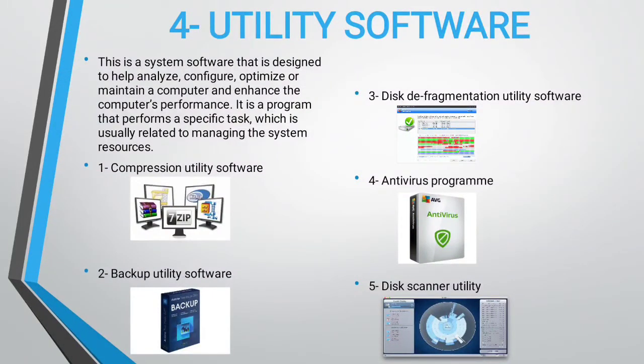Next is utility software. It is also a system software that is designed to help analyze, configure, optimize a computer and enhance the computer's performance. So there are many types of utility software available. We'll discuss them one by one. First, you can see compression utility software. With compression utility software, you can increase the storage size of any computer by compressing its files. These tools are used to reduce the size of a file. Examples are WinZip, WinRAR, 7-zip.